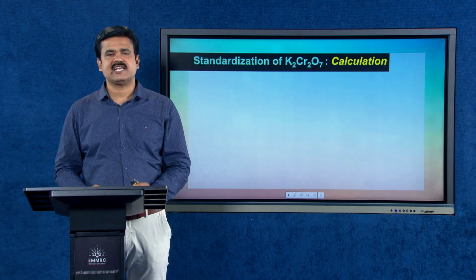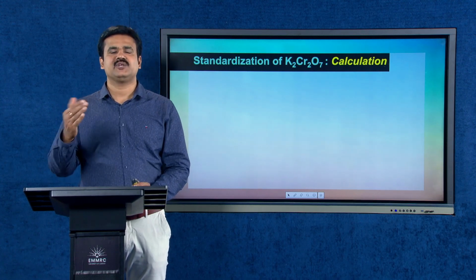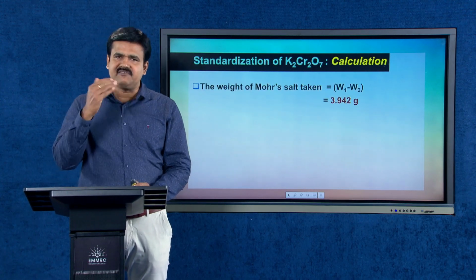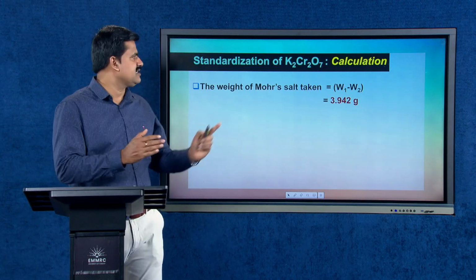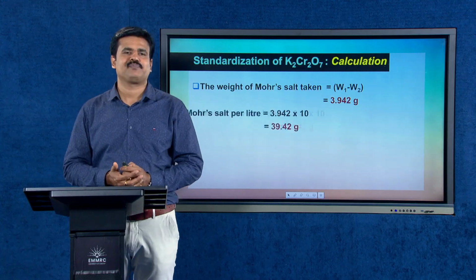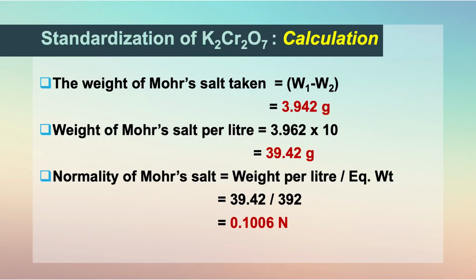That was the potassium dichromate demonstration, and now we are entering into the calculation part. The weight of Mohr's salt taken is equal to W1 minus W2, which is equal to 3.942 gram. Now the weight per liter of Mohr's salt solution is equal to 3.942 multiplied by 10, that is 39.42 gram. Normality of the Mohr's salt solution can be calculated by using the expression weight per liter divided by equivalent weight.